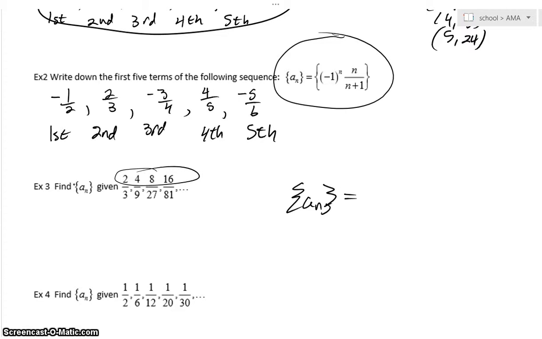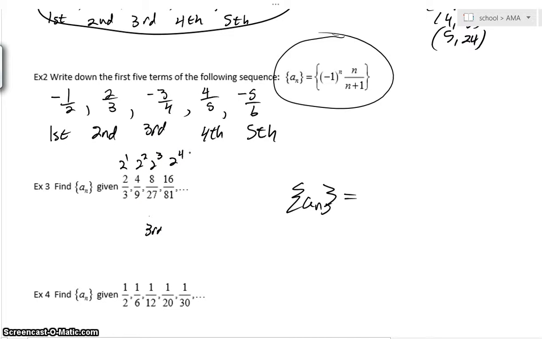Not multiples of 2. Multiples of 2 would be 2 times 1, 2 times 2, 2 times 3. Notice there's no 6 up there, right? And all of a sudden you say, no, wait a minute. This is 2 to the first, 2 to the second, 2 to the third. Aha, this is my third term. Wow, look at that. Fourth term, I get 2 to the fourth.